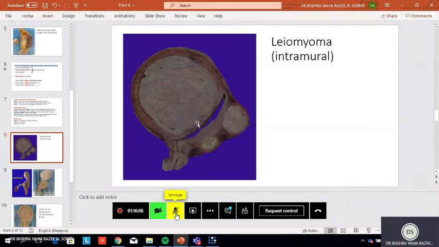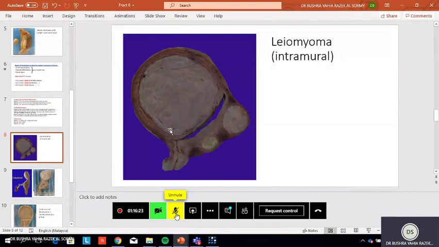This tumor we call leiomyoma or fibroid. In gross we call it fibroid. So how many fibroids here? This one. How many fibroids here do you see? Three. Yes. This one and this one and this one.